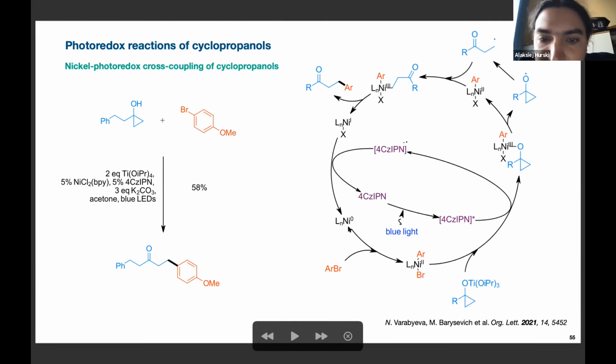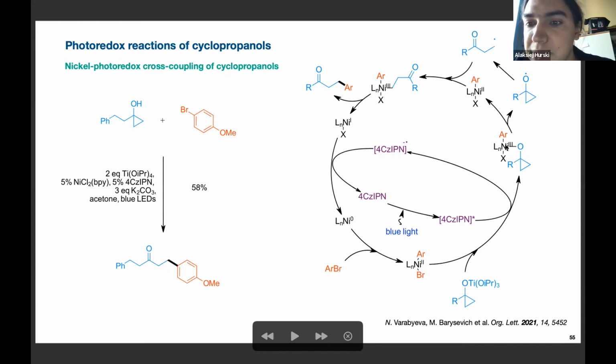We explained it this way: nickel 0 undergoes oxidative addition with aryl halides, this species forms, and then this nickel 2 reacts with the titanium isopropoxide cyclopropanol titanium complex, and at the same time the excited 4CzIPN reacts with these two molecules. So three molecules somehow react to afford the product, a nickel 3 complex, in which nickel is bound with aryl and with cyclopropanol.